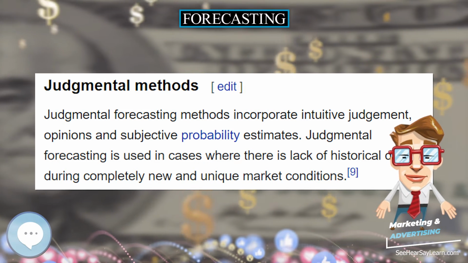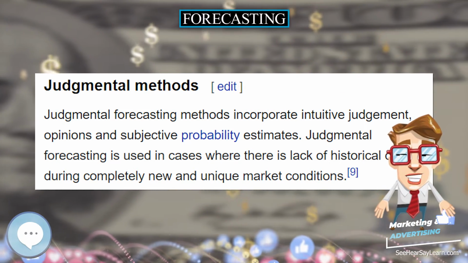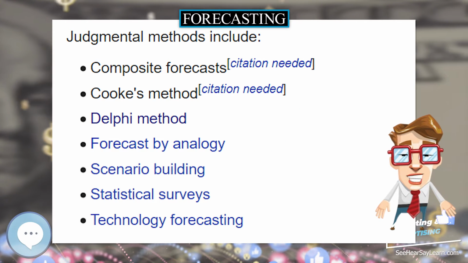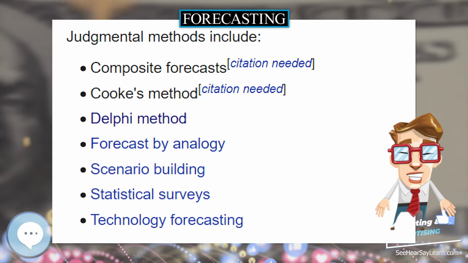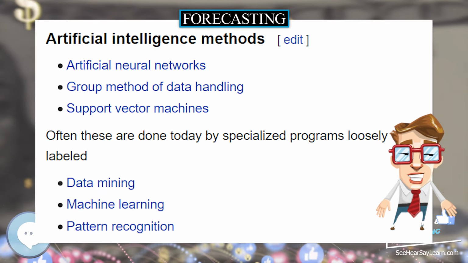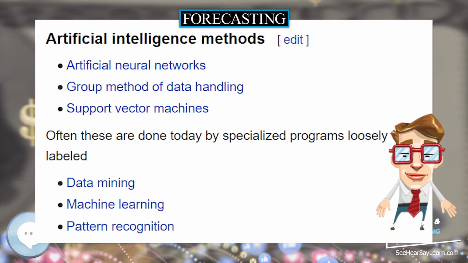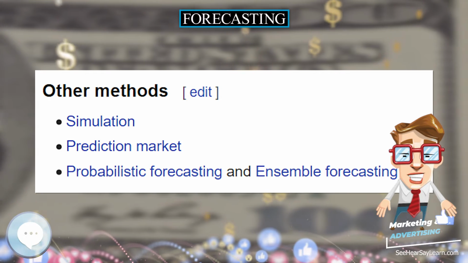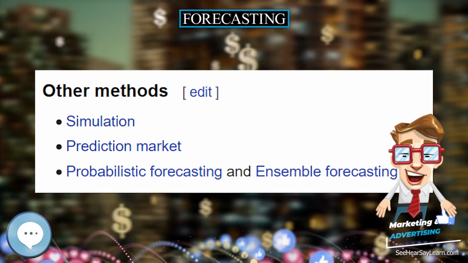Other measures. Forecast skill, SS equals 1 minus MSE forecast over MSE reference.